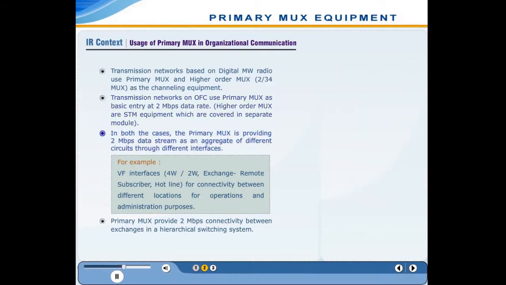In both cases, the primary MUX provides a 2 megabits per second data stream as an aggregate of different circuits through different interfaces. Primary MUX provides 2 megabits per second connectivity between exchanges in hierarchical switching system.